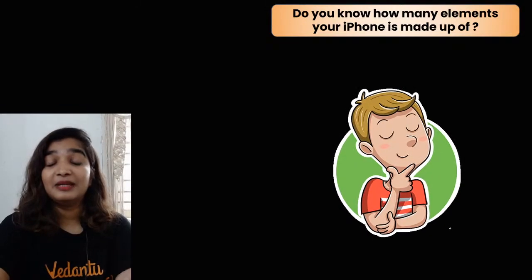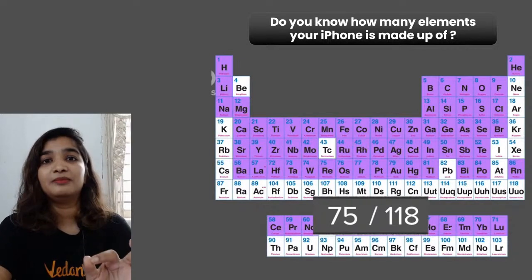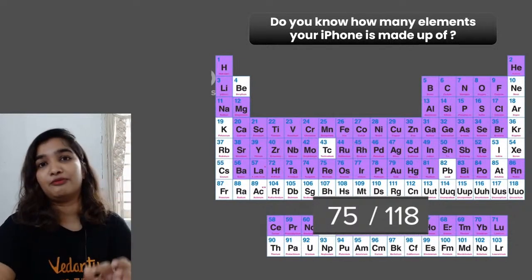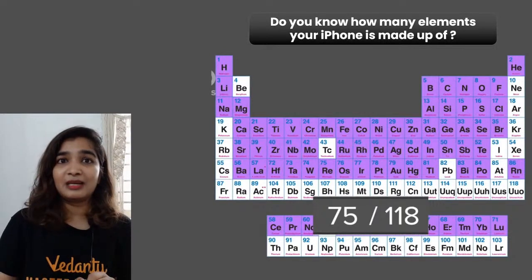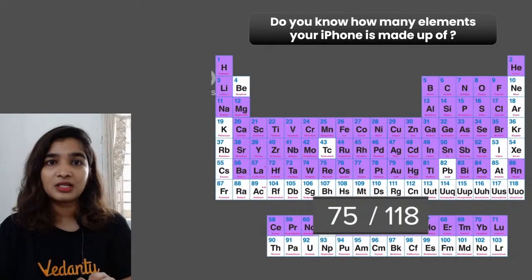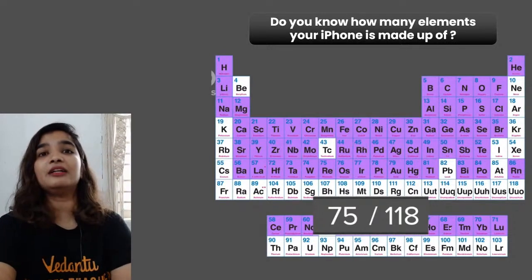Now, how many elements is your iPhone made of? 75 elements are present in an iPhone. Those rare elements which we only see in the periodic table, which nobody talks about, are also present in an iPhone. Then where are they getting them from?